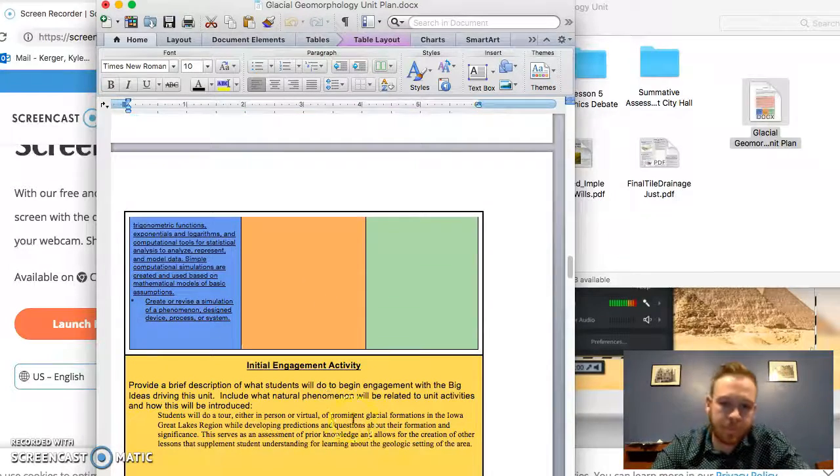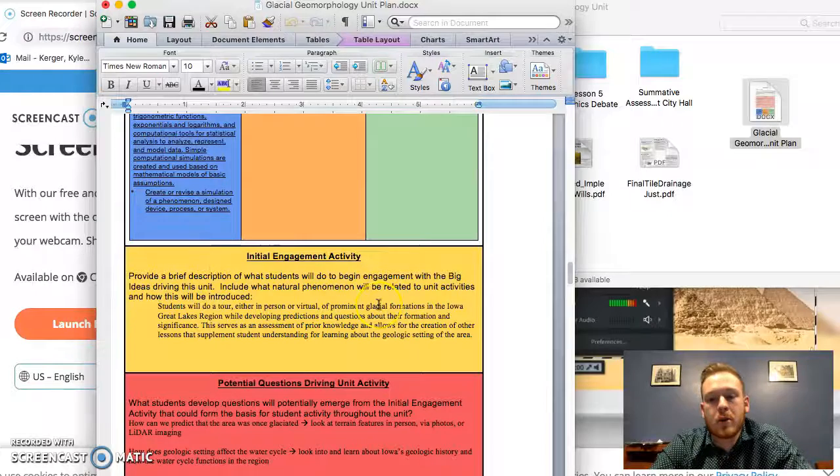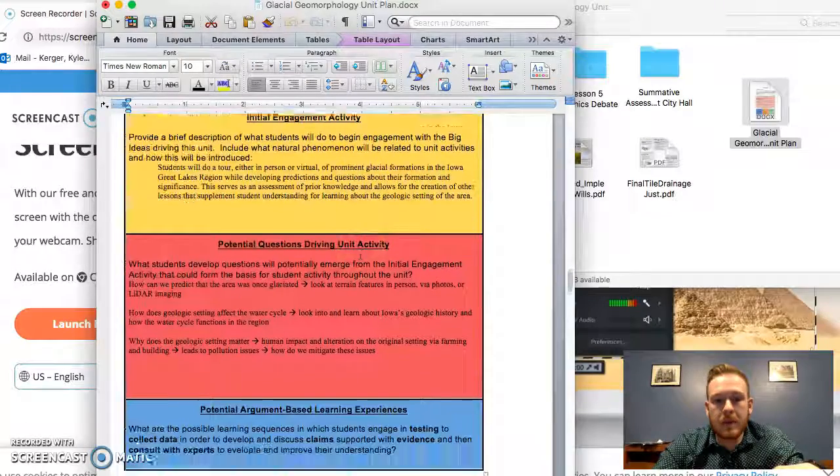Here we have just a quick rundown of what the initial engagement activity is. So to introduce this unit, the initial engagement activity is the first lesson. I'll wait until we do that video to really delve into what I envision for that. But there's just a quick rundown of what that is.